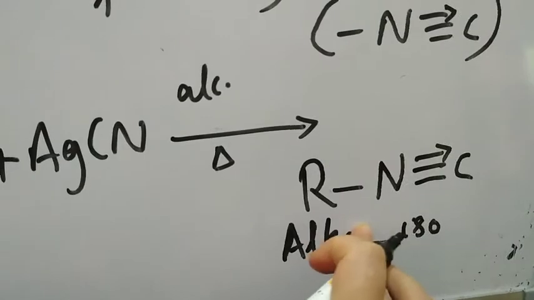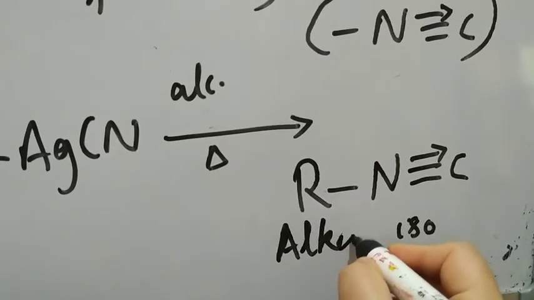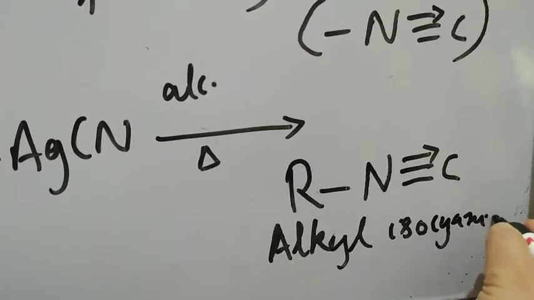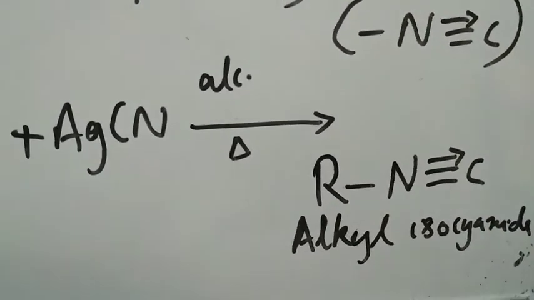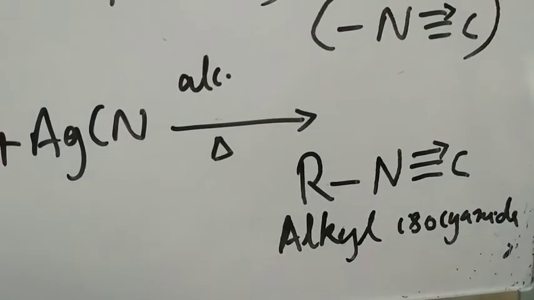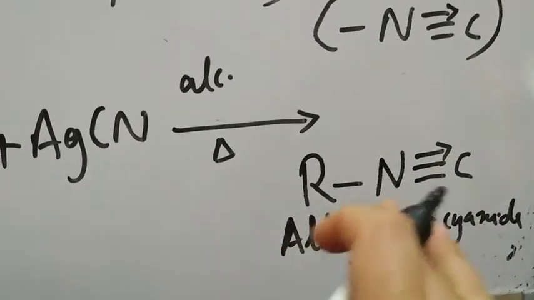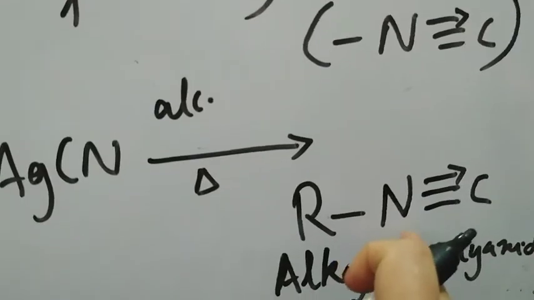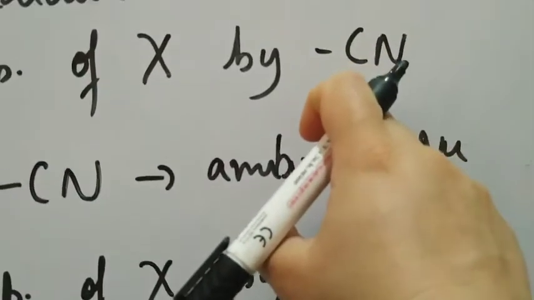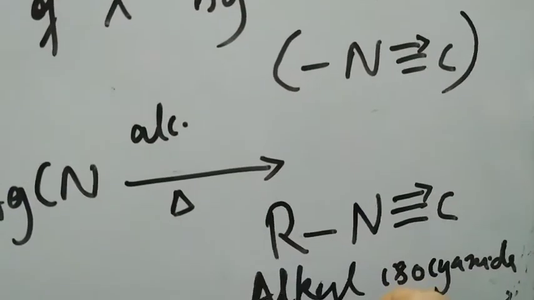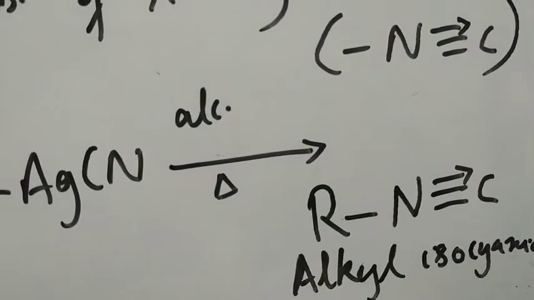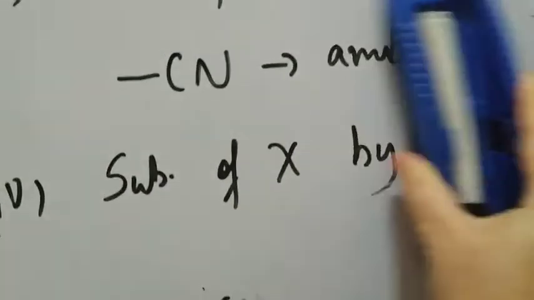alkyl isocyanide. Right? Just an isomer. It's called as alkyl isocyanide. If this group, the nucleophile, bonds through nitrogen, if it bonds through carbon, they are cyanides. If they bond through nitrogen, they're called as isocyanides. Right? And this is an important point to remember here.